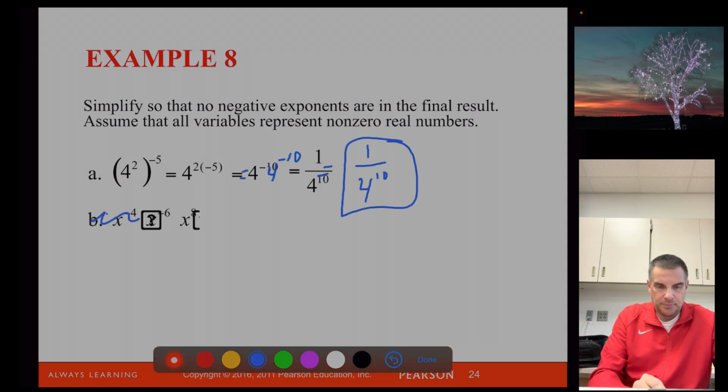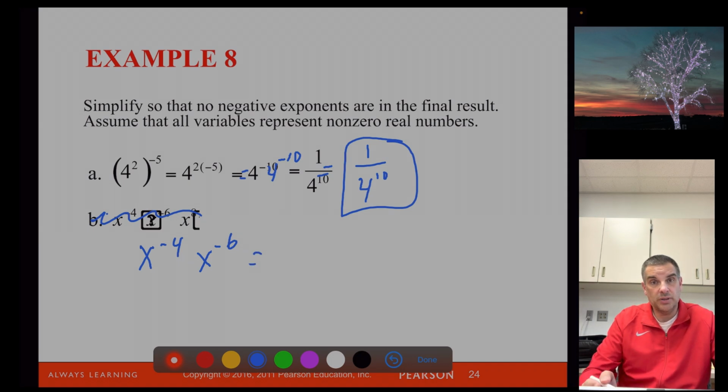So this one, it's x to the negative 4th times x to the negative 6th. What do you do when you multiply? You add. So negative 4 plus negative 6, x to the negative 10th, which is 1 over x to the 10th.